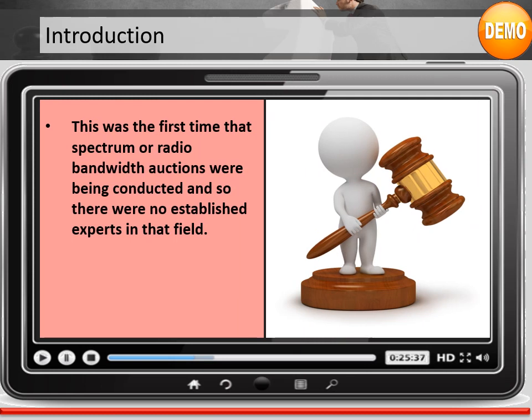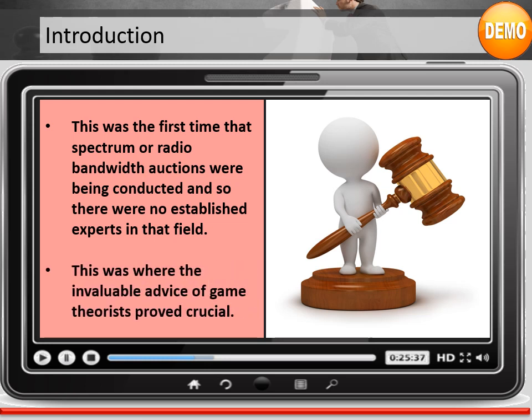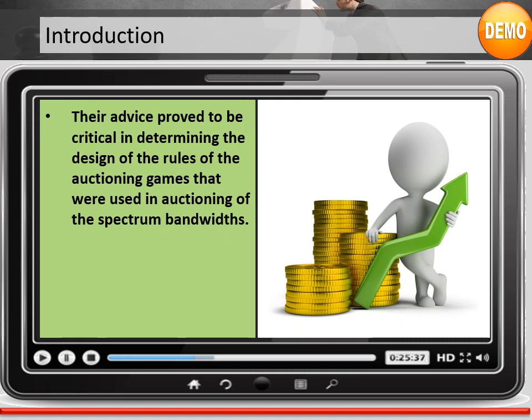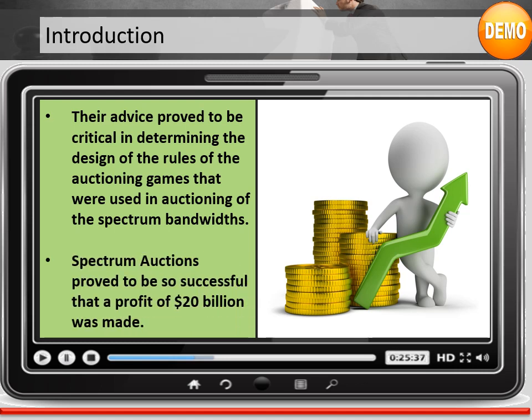This was the first time that spectrum or radio bandwidth auctions were being conducted, and so there were no established experts in that field. This was where the invaluable advice of game theorists proved crucial. Their advice proved to be critical in determining the design of the rules of the auctioning games that were used in auctioning of the spectrum bandwidths. Spectrum auctions proved to be so successful that a profit of $20 billion was made.